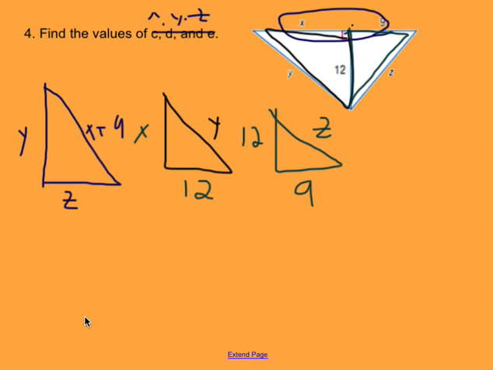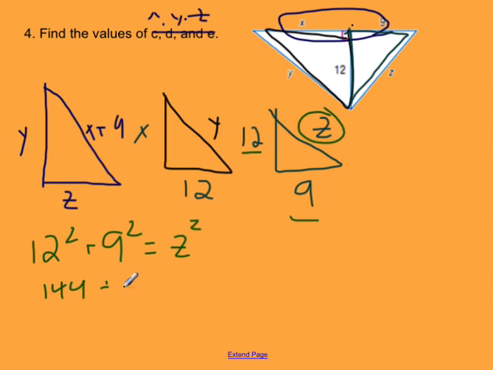So first of all, I noticed that I have 12, 9, and just a Z. So I have 2 of the 3 numbers in that triangle. When I have 2 of the 3 numbers in any triangle, I can immediately go to use the Pythagorean theorem. So I'm going to take my A squared plus my B squared, and that's going to be equal to Z squared. Okay, so I get 144 plus 81 is equal to Z squared, and that's going to give me Z squared is equal to 225, so Z is equal to 15.